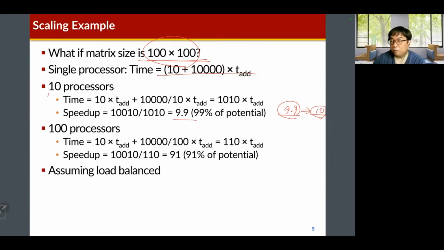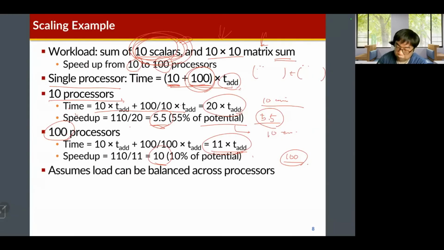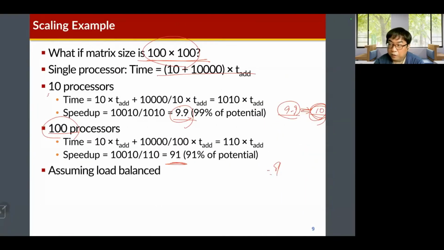So in this example, we increase the size of the matrix, right? And as we use big matrices, the performance becomes very similar to the 10, right? Also, with 100 processors, the speedup becomes 91. Compared to this result, if we apply the multi-core architecture and the problem size is increased, then the performance can also be increased.